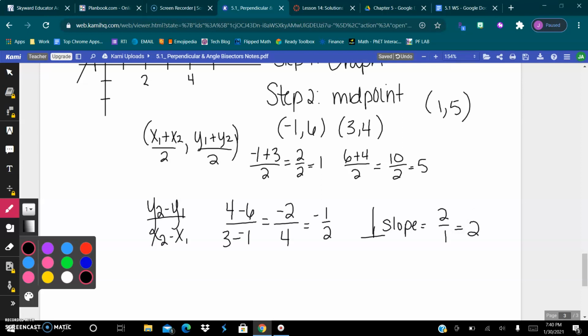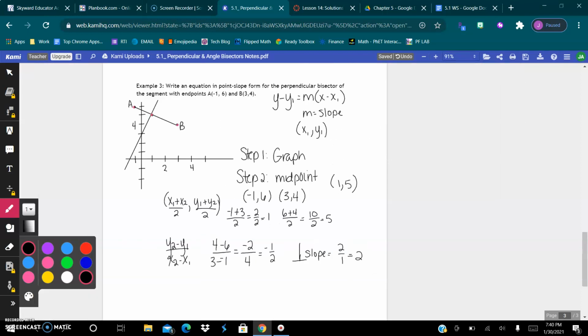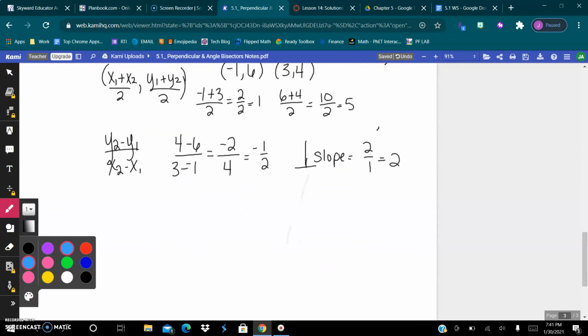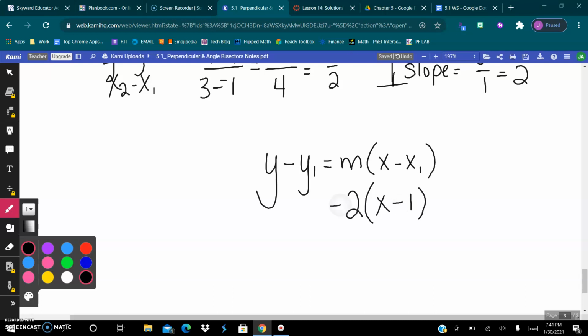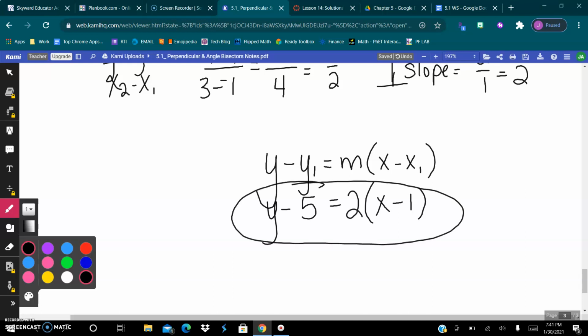So our slope of our perpendicular line is 2, and we know it's going through that point of (1, 5). So we found that midpoint, and we found the slope of that other line. We're talking about this one right here. So we know it goes through (1, 5), and its slope is 2. So now we can write our point slope form here. So the slope was 2, and the x value from that ordered pair was 1, and the y value from that ordered pair was 5. So there is the formula for that line.